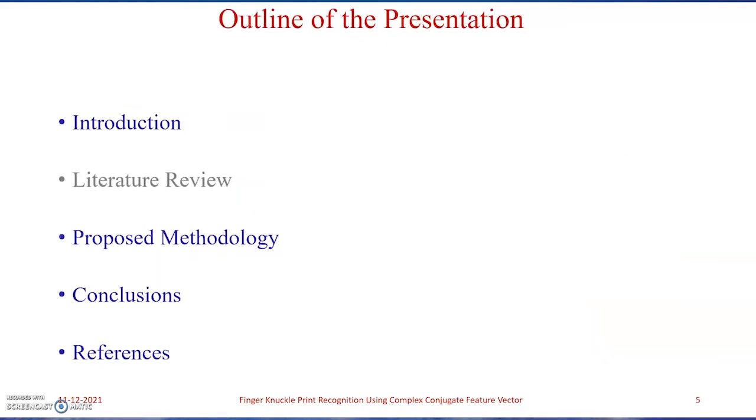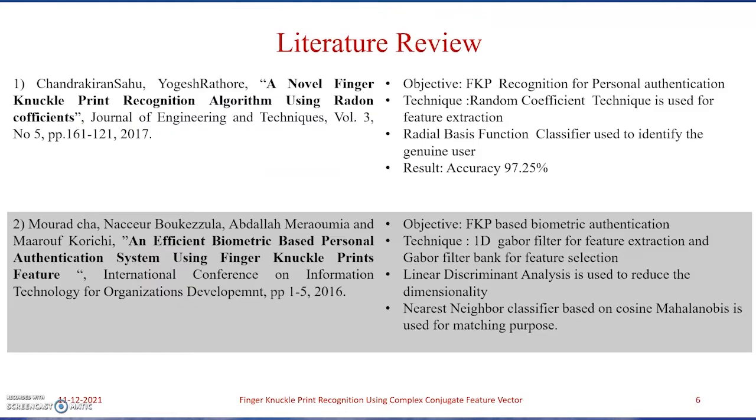Next is the literature review. Some of the review papers related to the finger knuckle print are presented here. The finger knuckle print is used for personal authentication, and the first work is a novel finger knuckle print recognition algorithm using random coefficients. Here they have used a random coefficient technique for extracting the features.